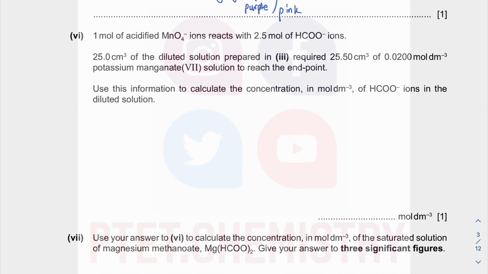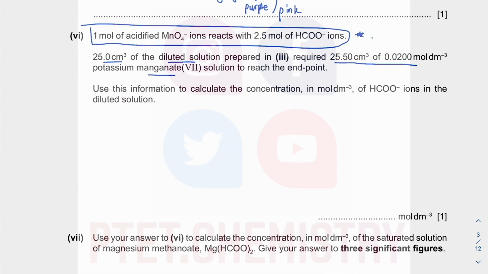So you have 25 cm³ of that diluted solution. You need that much potassium manganate(VII). They give you the mole ratio, so you can use that. Use this information to work out the concentration of that. So the mole of that to the mole of MnO4 minus is 2.5 mole reacts with 1 mole. That is the information given.